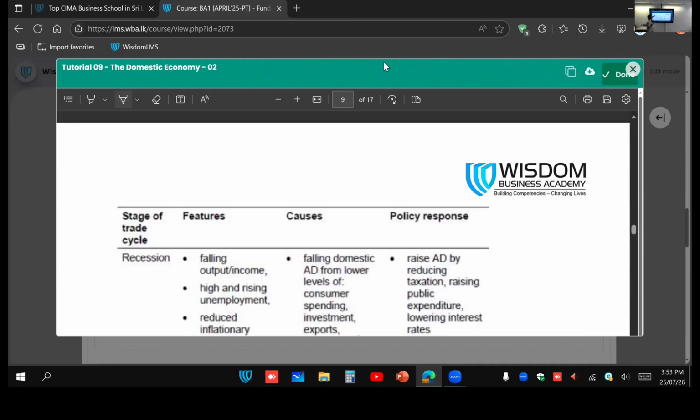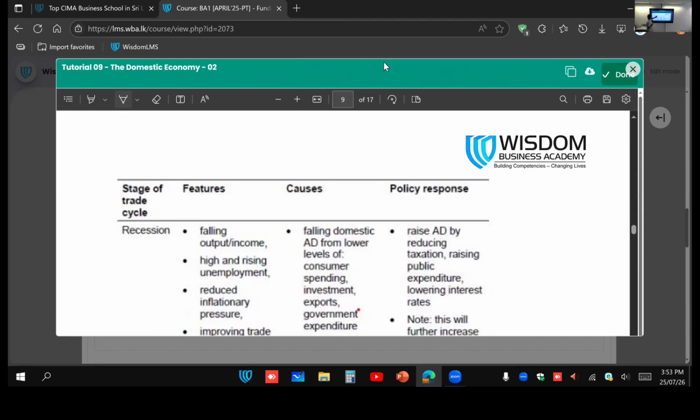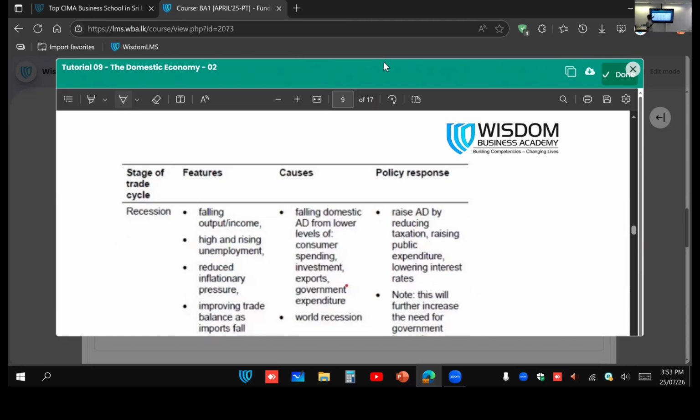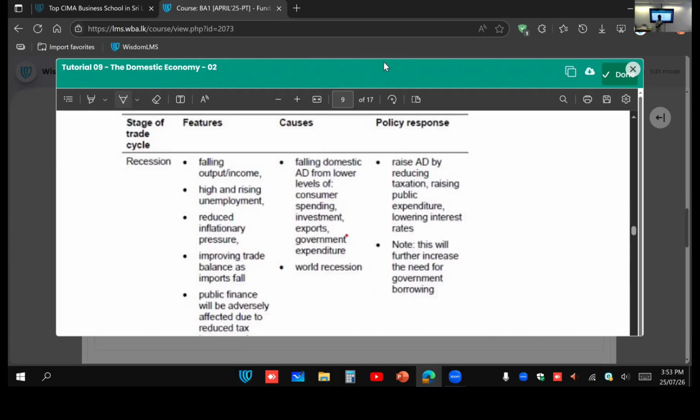So we'll take one by one quickly. Stage of the trade cycle, recession. Do you need examples? Economic recession, do you need examples? If you lived through the previous 5 years, no. Right? When a recession was there, you should remember, right? We were in fuel queues, we were not having electricity for 4 to 5 hours. And then what did we have? We had no food. And then we had to be in the fuel queues, gas queues.